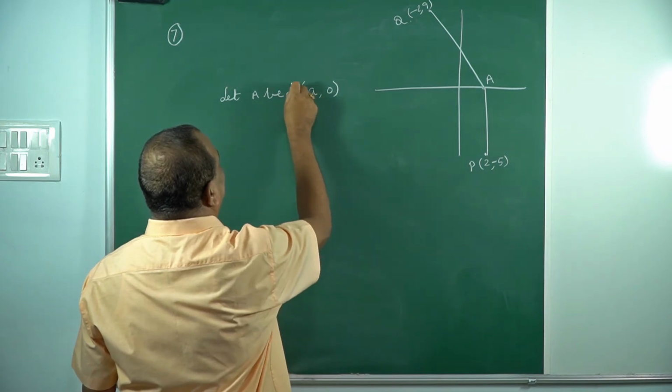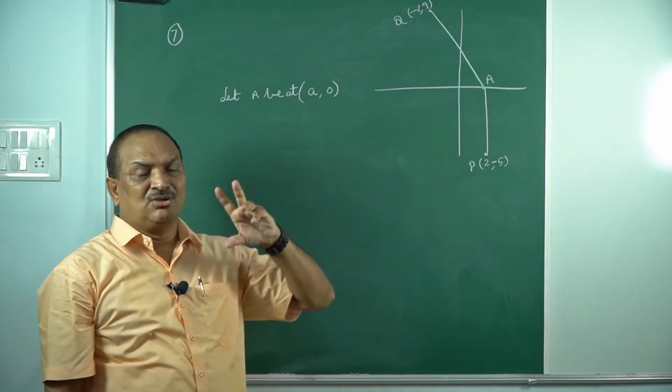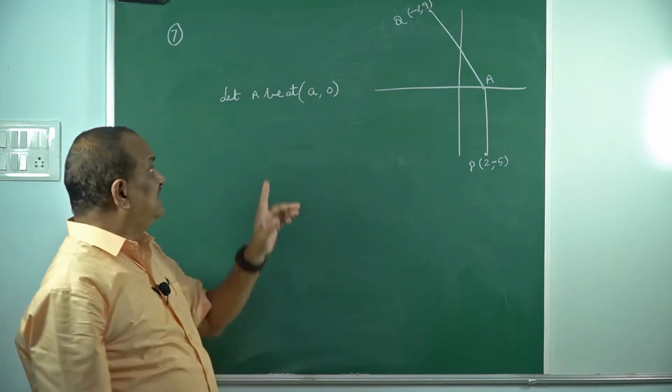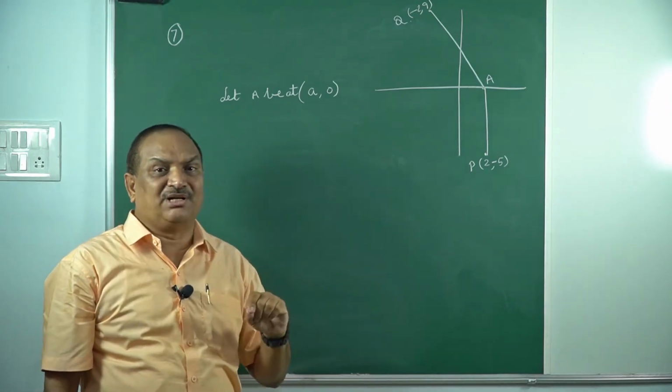You can say, let A be at (a, 0). (a, 0) is the address of a point. A is the name of the point. Therefore, you can never put an equal sign between them.